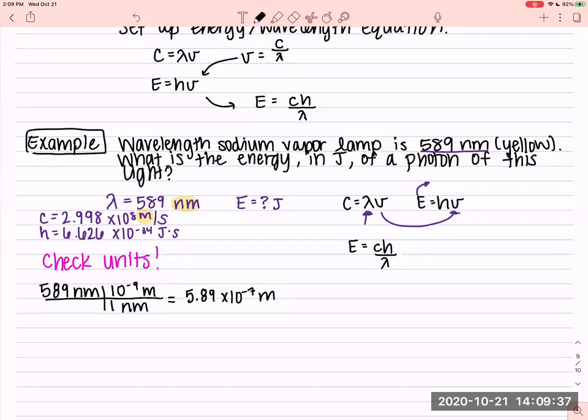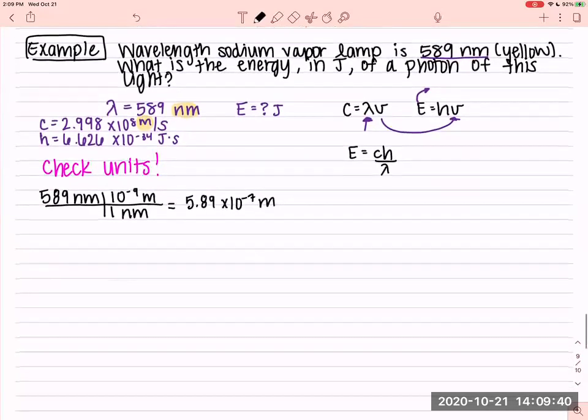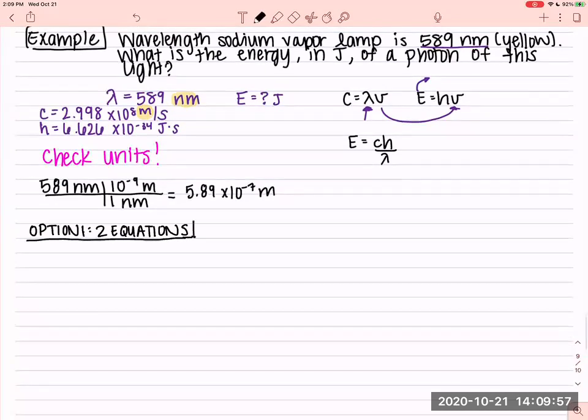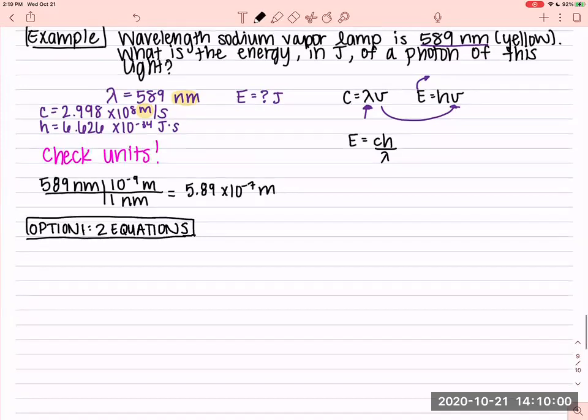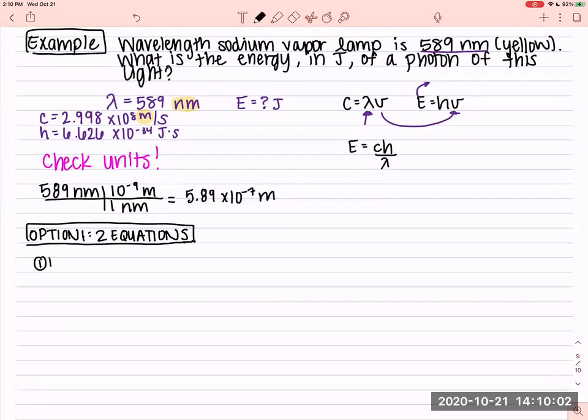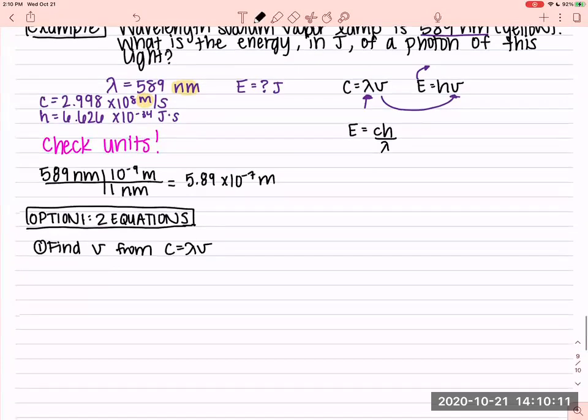So whichever way you're choosing to solve this, if you're going to use option 1, which is 2 equations, let me show you how I would do that. Option 2 is using 1 equation, and it's pretty simple. I'll show you that one as well. But try to work this out before you watch me work it out. So first, we're going to find our frequency from C equals lambda nu. So subbing in, or rearranging, and then plugging in.